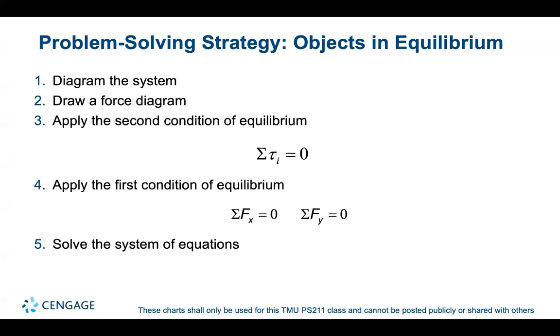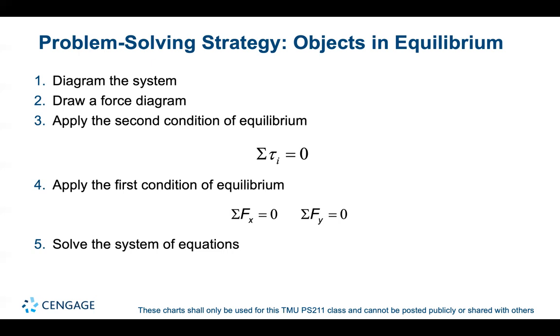So number one, as usual, you want to diagram the system, including the coordinates, and consider a convenient rotation axis for computing the net torque on an object. Number two, you want to draw a force diagram of the objects of interest, showing all external forces acting on it. For systems with more than one object, draw a separate diagram for each object. Most problems will have a single object of interest.